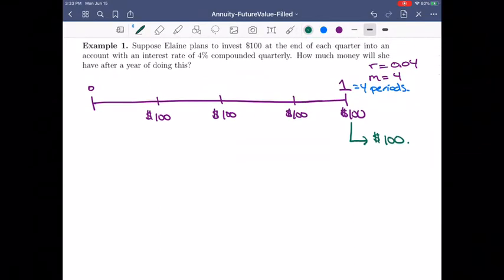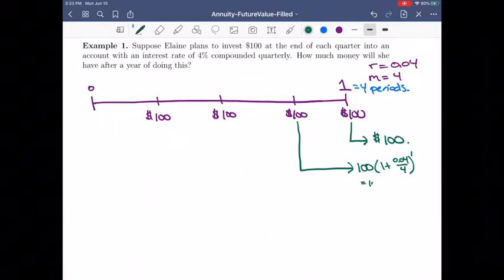If we go back to the 3rd deposit, this deposit was in there for 1 quarter. So the amount that we're going to get, we can use the compound interest formula. So it's going to be the $100 times 1 plus the interest per compounding period. So that's going to be 0.04 over 4. And it was in there for 1 compounding period. So this is going to be 100 times 1.01 to the power 1.